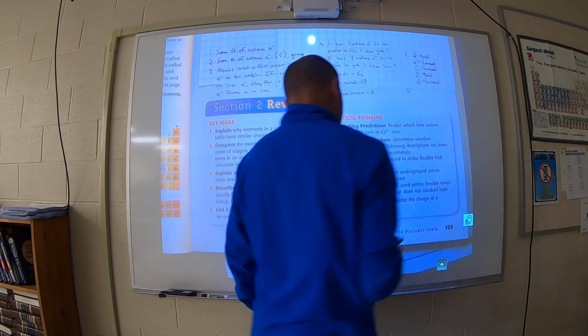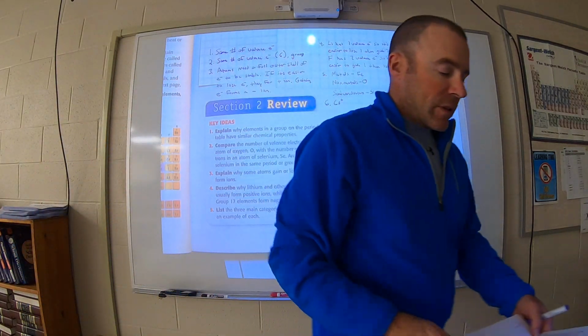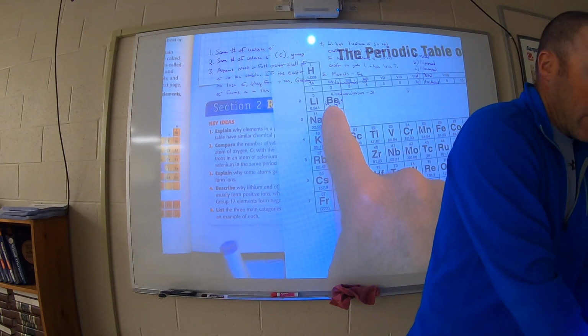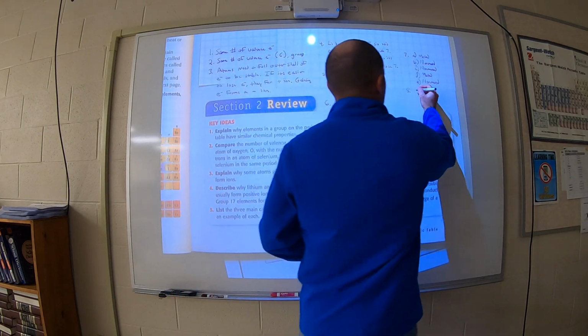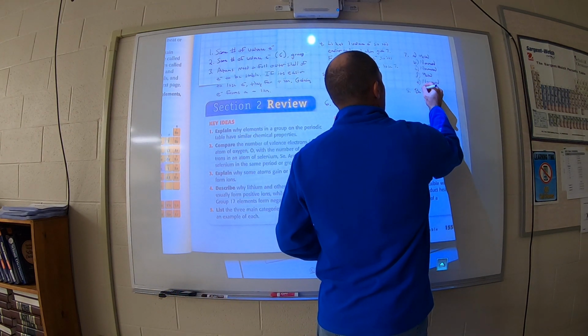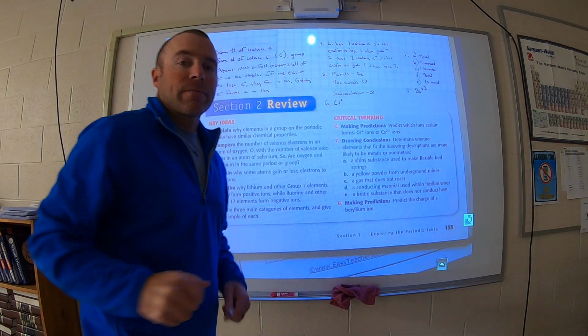And then number 8, predict the charge of a beryllium ion. Beryllium is in group 2, it's right here. So that means it has 2 valence electrons. So it's going to have a tendency to lose those 2 electrons. So it's going to be Be 2+, because it now has 2 more protons than it has electrons.